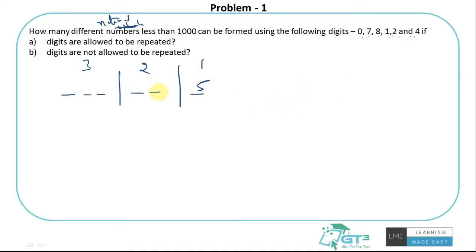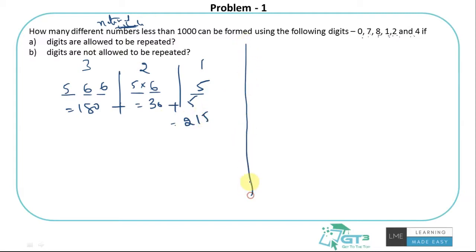For 2 digits, I have 1, 2, 3, 4, and 5 options for my first blank and 6 options for my next blank, because I cannot put 0 in the first. Here I can put everything: 0, 7, 8, 1, 2, and 4. That's 6 options. Repetition is allowed, so that's 30. The third one, again the same thing. In the first blank I can put everything except 0. In the rest of the blanks, I can put everything including 0. So that will be 180. So the answer is 180 plus 30 plus 5. That is 215 is the answer.